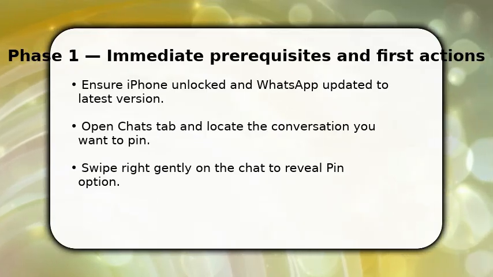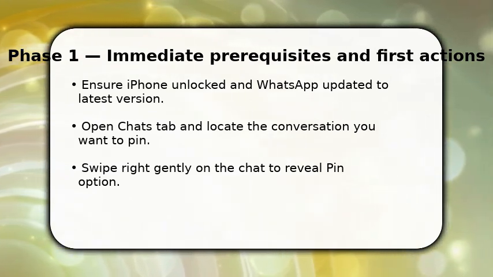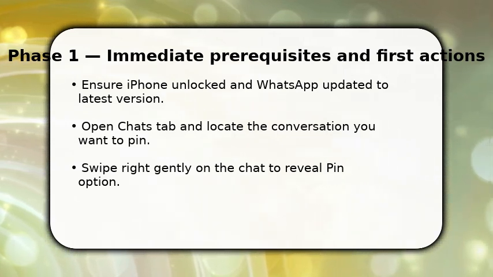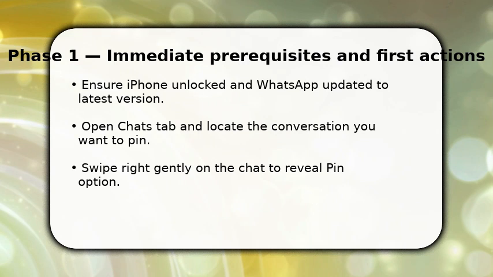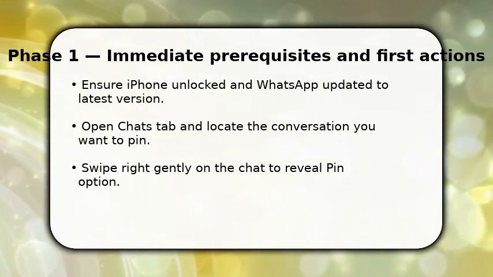You start by making sure your iPhone is unlocked and WhatsApp is up to date. This prevents missing features. Once done, open the Chats tab and scan for the chat you need pinned. You don't need settings menus. Instead, use a rightward swipe gesture on that chat to reveal quick actions.